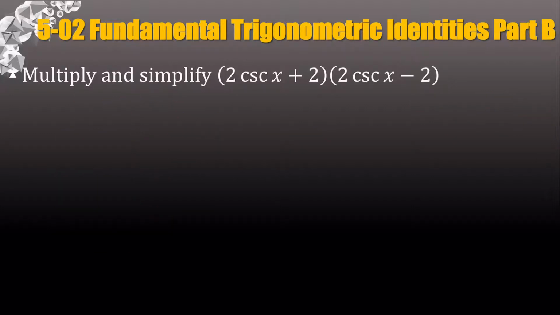Let's try another one. Multiply and simplify. So, looks like we can just FOIL these. The 2 times 2 will make 4, and it'll be cosecant squared x. And that would be negative 4 cosecant x plus 4 cosecant x minus 4. Well, the minus 4 cosecant plus 4 cosecant cancel out.